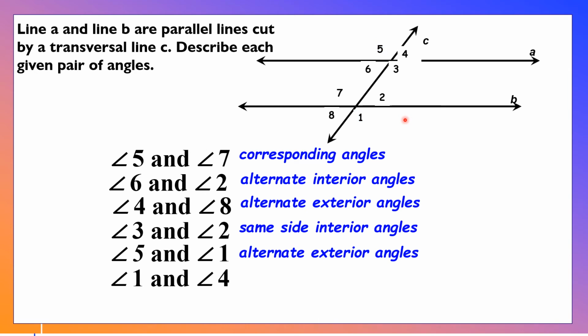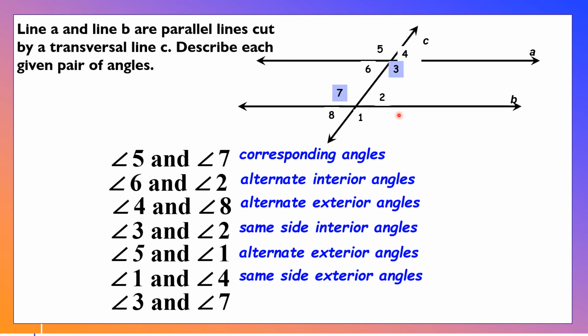Next, we have angle 1 and angle 4. Angle 1 and angle 4 are same side exterior angles. So, exterior angles sila and they are same side of the transversal.